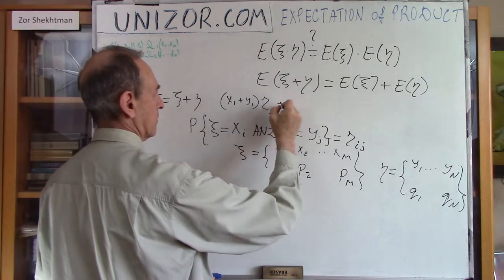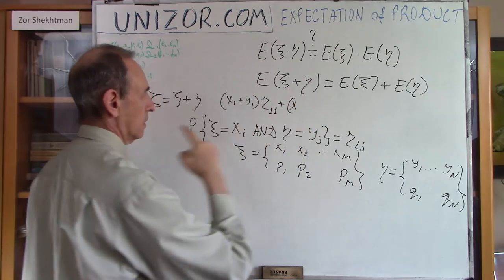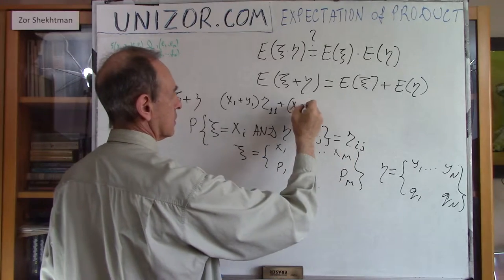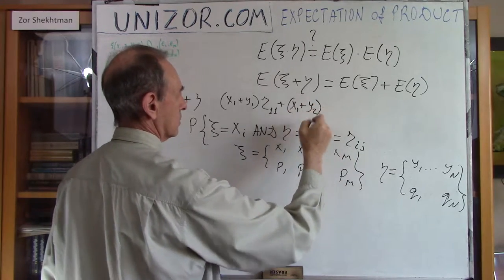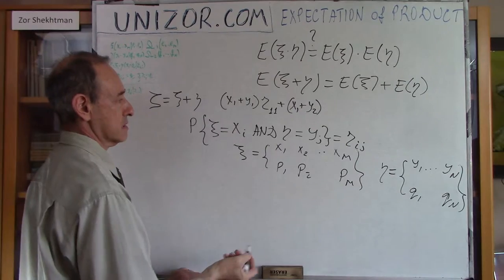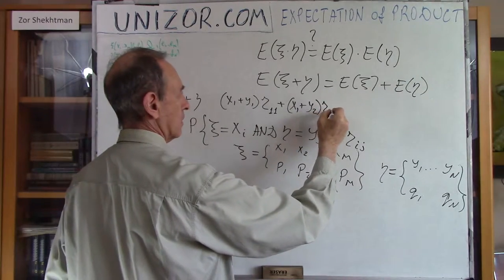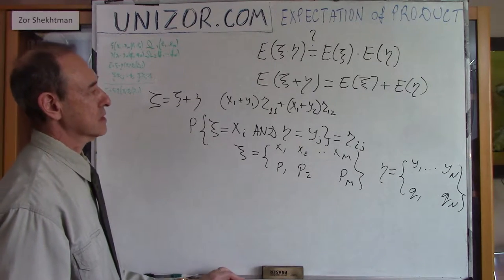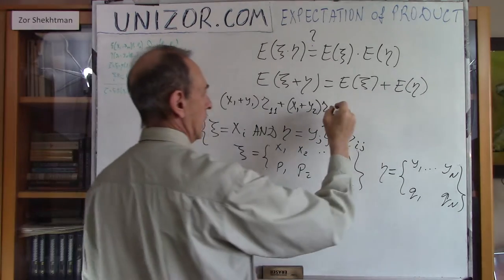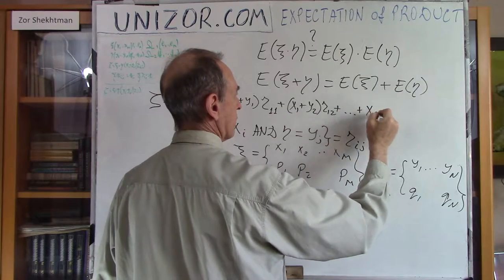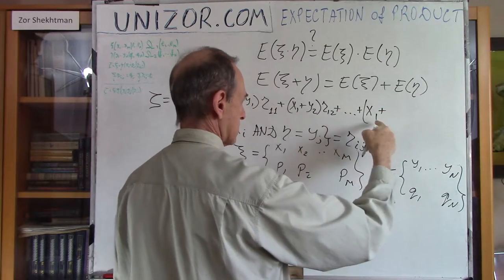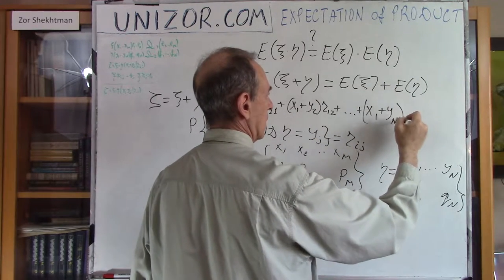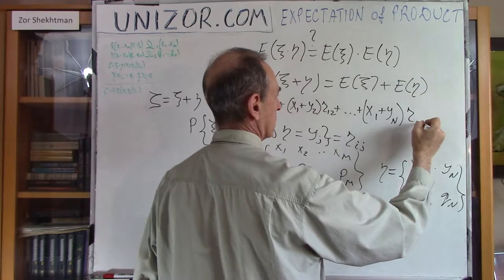Plus, now my xi can take value x1 and eta can take value y2, and what's the probability of this? According to my notation, it's r12, etc. The last value with xi equal to x1, the value will be yn, and the probability r1n.